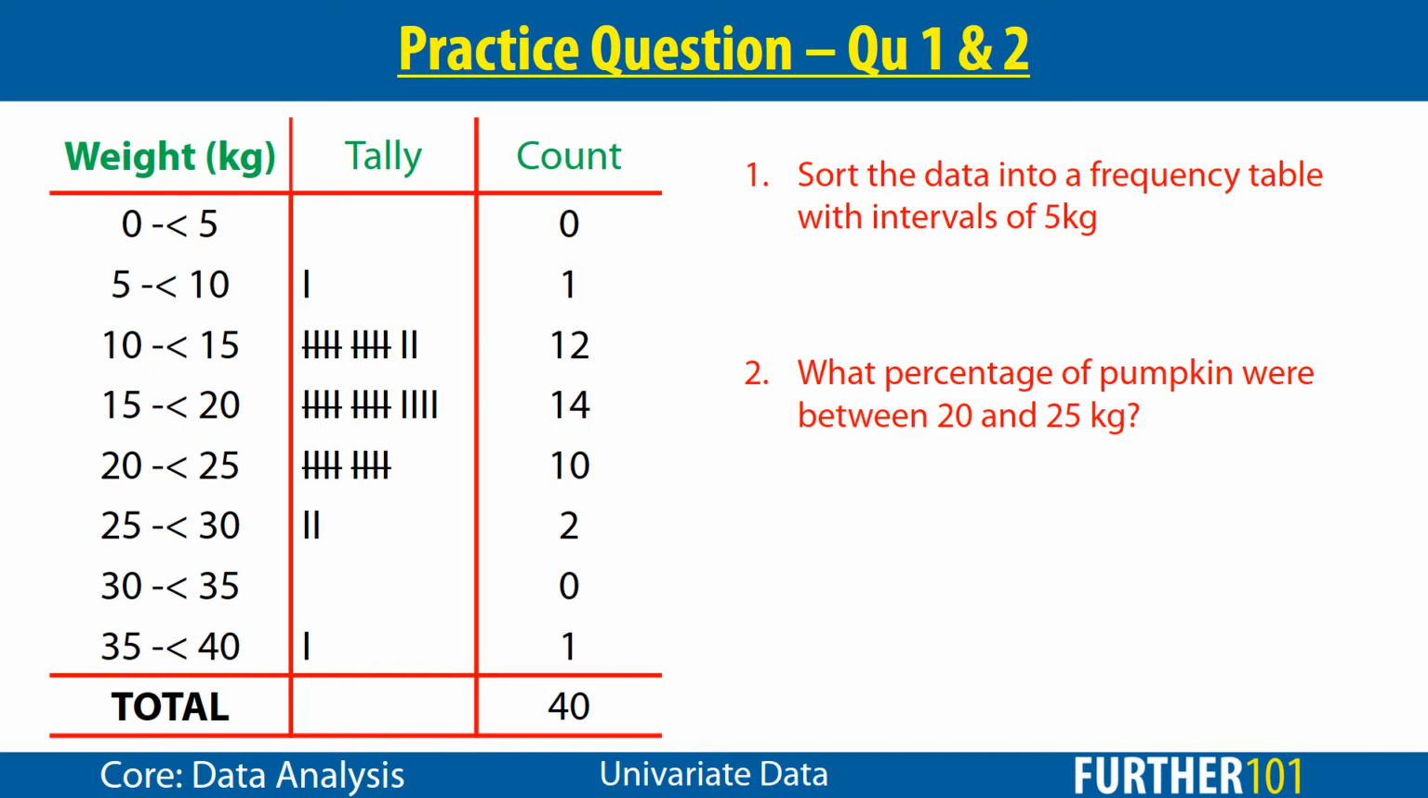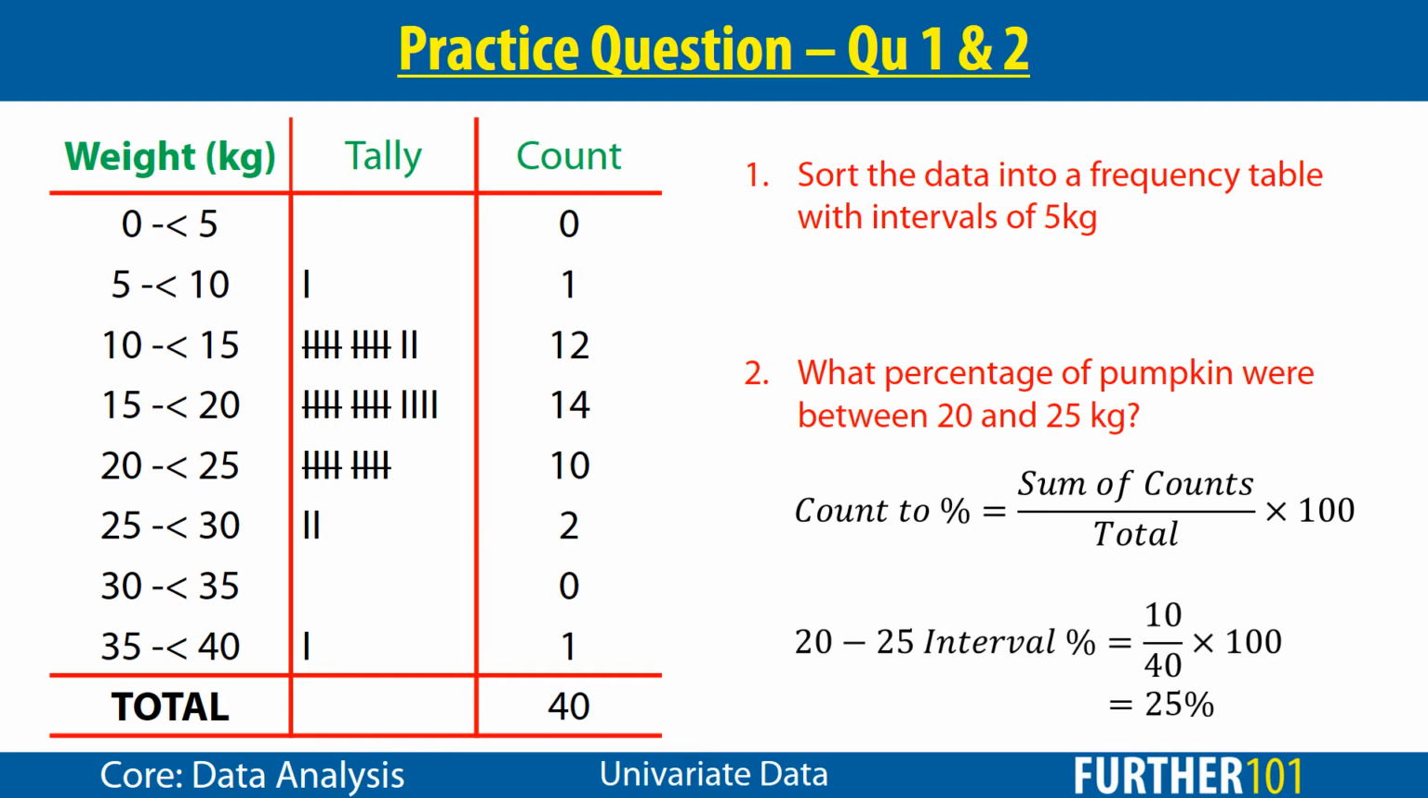The second question asked us what percentage of pumpkins were between 20 and 25 kilograms. Well, to calculate that, we're going to need to do a count to percentage conversion. If we go back to our formula, we take a look at all the relevant categories. In this case, there's only one. We find their counts, add them up, divide them by the total number of data values that there are, and multiply it by 100. So we had 10 values in the 20 to 25 kilogram range. We divide that by the total of 40 and multiply that by 100. And that gives us an answer of 25%. So 25% of the pumpkins were between that 20 to 25 kilogram range.